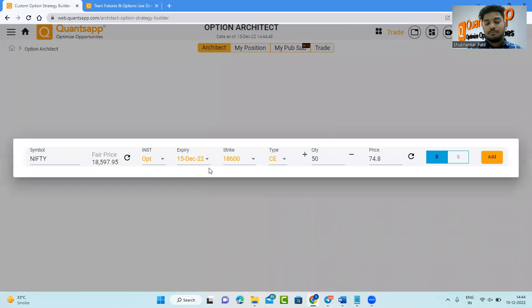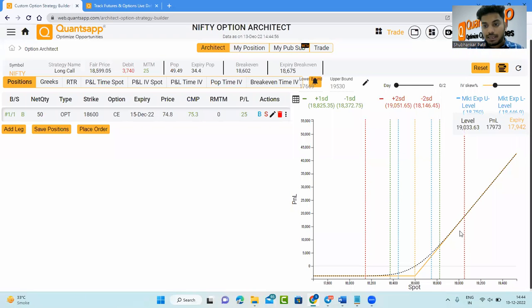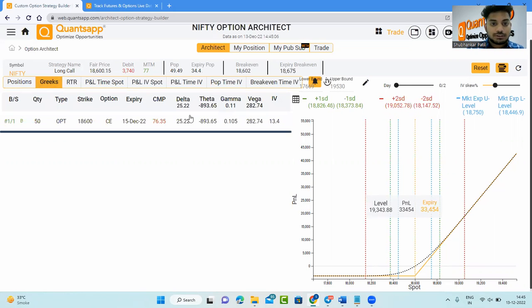Let's say I am bullish on Nifty. For instance, I am bullish on Nifty. At the 18,600 strike price, the at the money call option is something I am going ahead and buying. Now the Architect tool will show us the payoff, on various levels of Nifty, how much profit or loss I am making. If you click on Greeks, that is where the problem in this strategy is.